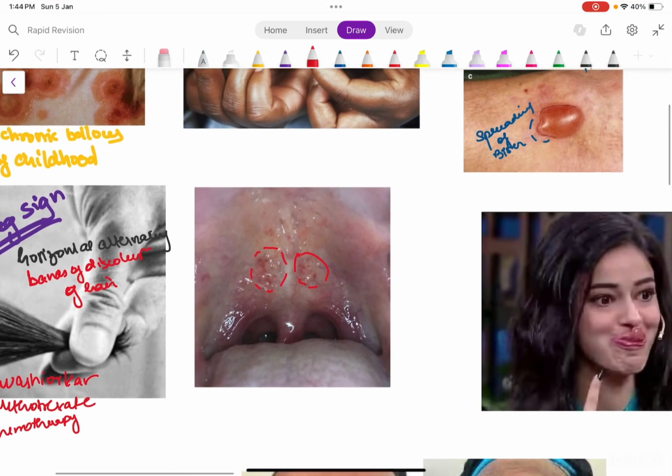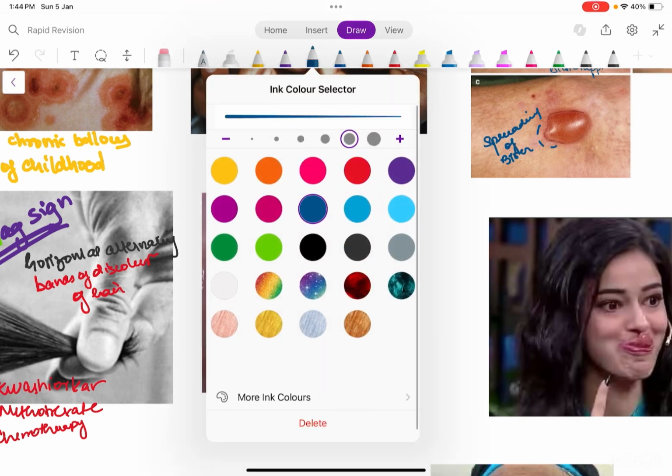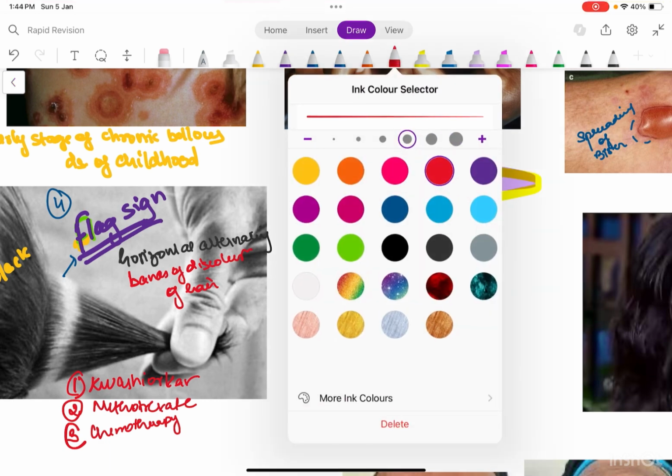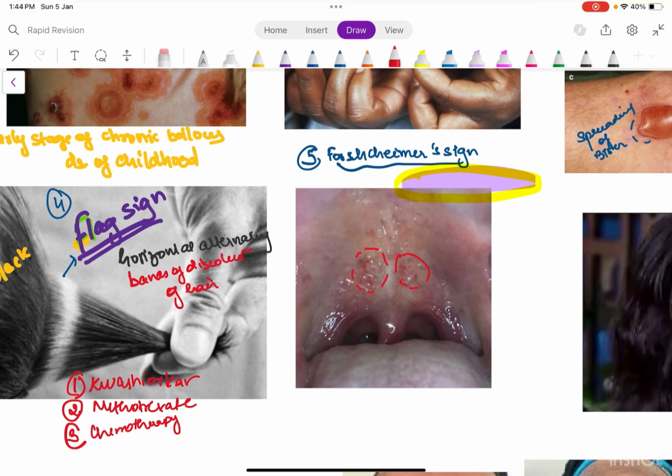All right, then now you should know this one. This is very important for you. So these are the fifth, the Forchheimer sign or spots. This is usually the most asked question. This is usually seen in rubella. In this what you can see is red macules over the soft palate.